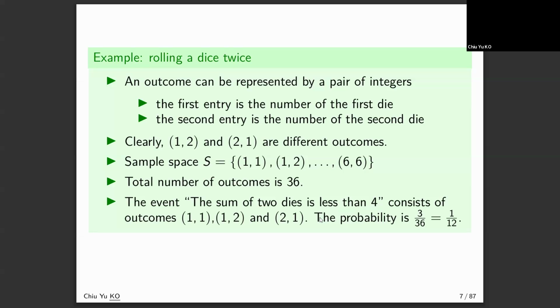And let's look at the event: the sum of the two rolls is less than 4. This particular event consists of 3 outcomes: (1, 1), (1, 2), and (2, 1). You cannot have (2, 2) because 2 plus 2 is 4, and less than does not include equal to. So only 3 outcomes, and 3 over 36, if it's a fair die, is the probability. It's 1 over 12.